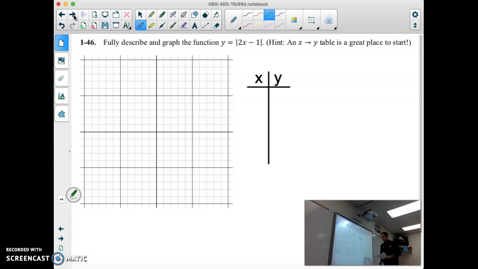Lastly but not least, 146. This one's going to be kind of a challenge problem for you guys. So this 2 and this -1 are going to help move or change that function just a little bit around the graph. So again, if our parent function is y equals the absolute value of x, try to describe how these two numbers are going to influence our graph and help change it just a little bit.